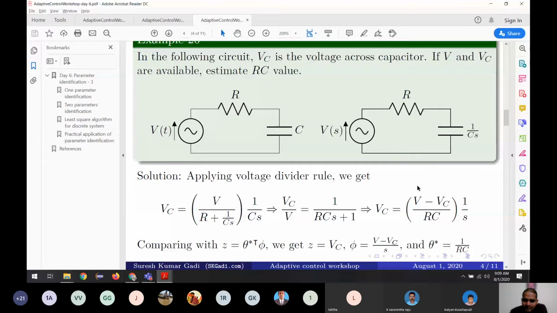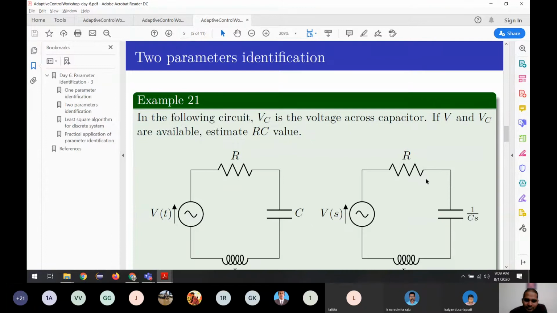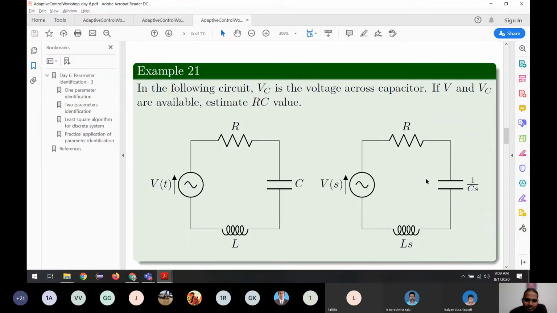Okay, so this is the first dynamic equation we are solving. We have estimated the parameters. So let's go to the next one. Next example, example 21. Here we have a second order system. We have an RLC circuit. This RLC circuit is equivalent to this in Laplace transform.